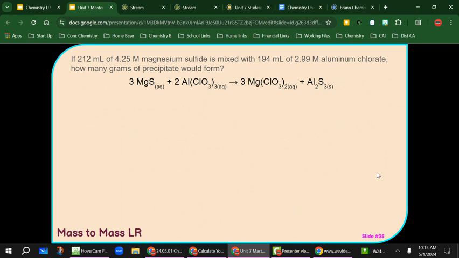Balanced chemical reaction. Magnesium sulfide. Mg is a +2, sulfur is a -2. This is done. Aluminum chlorate. Aluminum is a +3, chlorate is a -1. That's why the 3 is out here. Double replacement reaction. These are both aqueous. The metal here and the metal here change places. So we get magnesium chlorate. Magnesium's a +2, chlorate's a -1. That's why the 2 is here. Aluminum is a +3, sulfur is a -2. That is why the 2 and the 3 here.